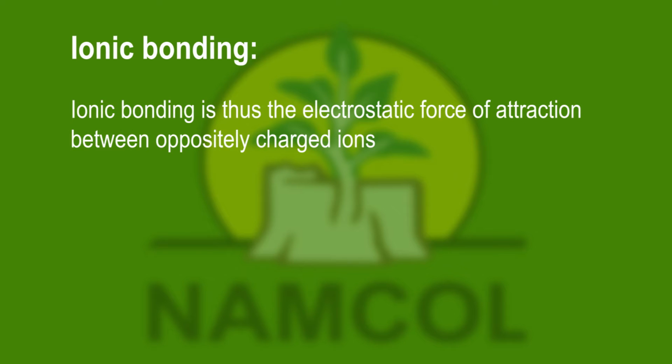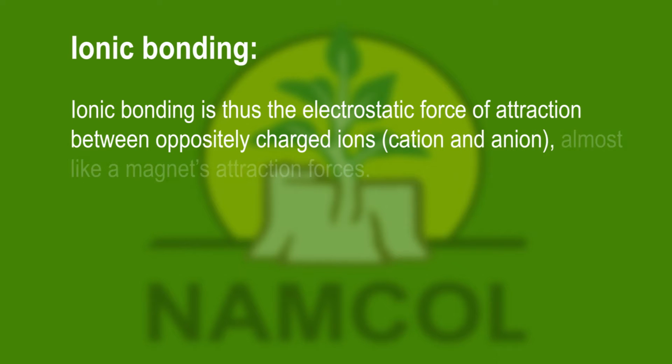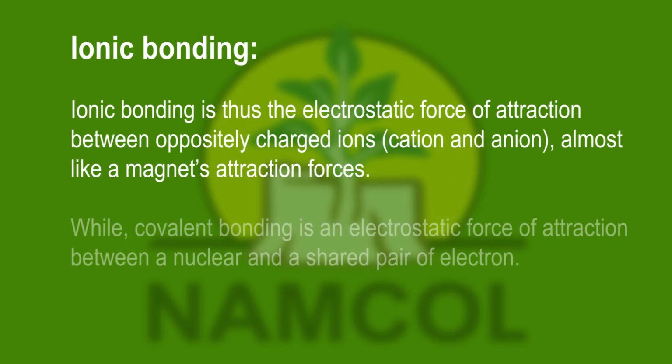Ionic bonding is thus the electrostatic force of attraction between oppositely charged ions, which is the cation and the anion, almost like a magnet's attraction force. While covalent bonding is an electrostatic force of attraction between a nuclei and a shared pair of electrons.